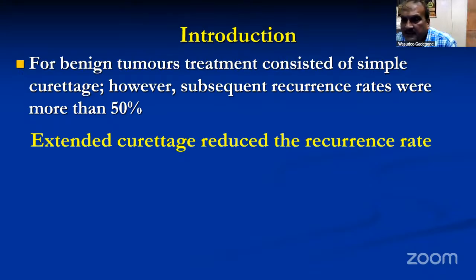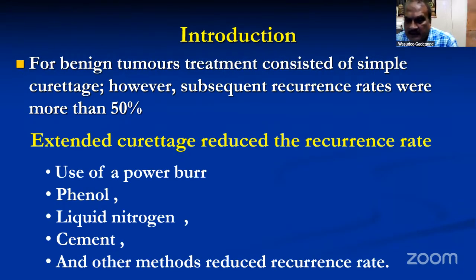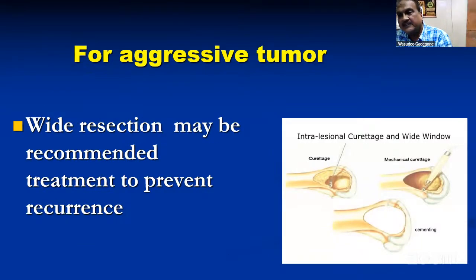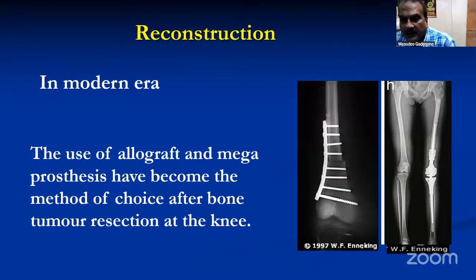However, subsequent recurrence rates were more than 50%. Extended curettage reduced the recurrence rate because of the use of power burr, phenol, liquid nitrogen, cement and other methods. For aggressive tumors nowadays, wide resection may be the recommended treatment to prevent recurrence. But in the modern era, allografts and megaprosthesis have become the method of choice after bone tumor resection at the knee joint or any gap after excision of the joint.